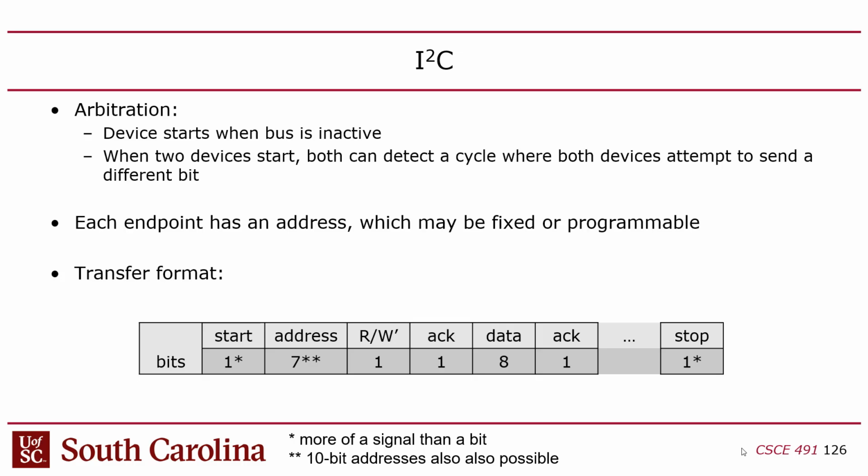And then after a device has taken mastership, it's going to send out an address. The address is 7 bits. Now there is an extended form of I2C where you can have a 10-bit address, but we'll just focus on the basic version, which has a 7-bit address. And that's followed by a read-write bit. If you're reading, it's 1, and if you're writing, it's 0. And that's standardized, unlike SPI where that was arbitrary. Okay, so it's always 7 bits of the address followed by the read-write.